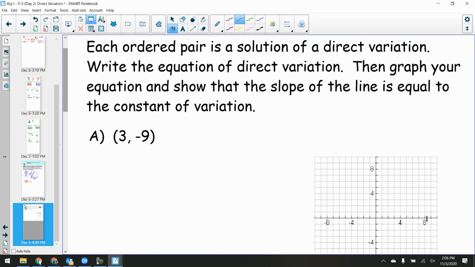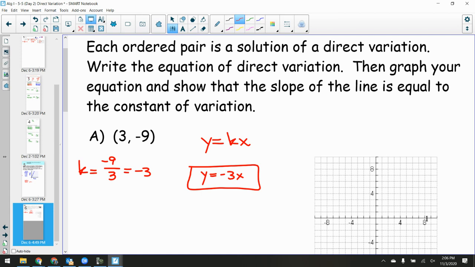Now, if I wanted to write the equation, y is equal to kx, don't I need the k value? Isn't the k value pretty easy to find? Take y divided by x. Negative 9 over 3. Negative 3. So I know my equation is y is equal to negative 3x. Simple as that.